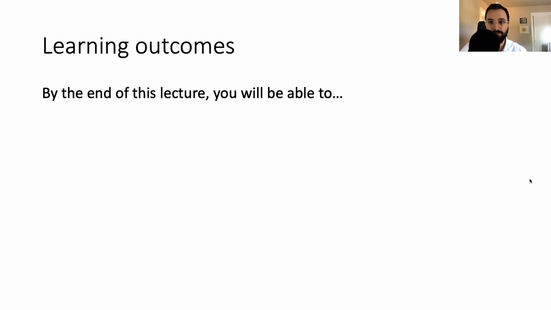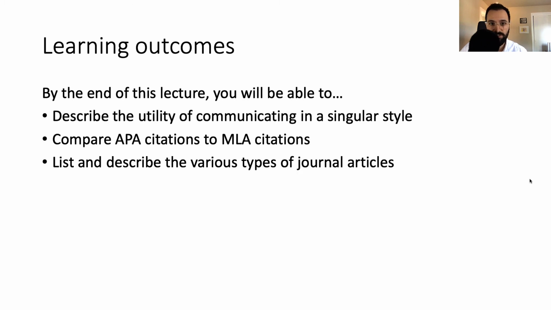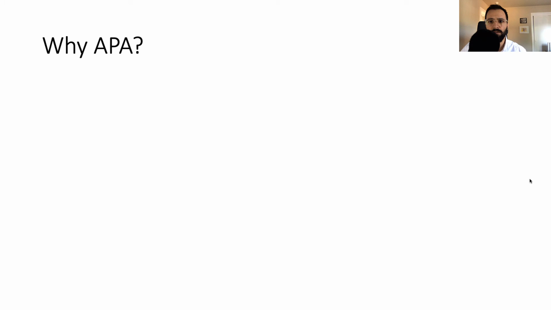So the learning outcomes for this lecture are that by the end of the video, you'll be able to describe the utility of communicating in a singular style. You will be able to compare APA citations to MLA citations and talk about what's different and why it's different. And you'll also be able to list and describe the various types of journal articles. That'll be part 2 of this video. So part 1, why bother using APA style?